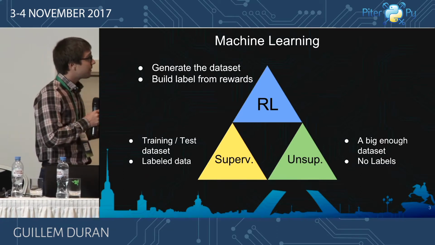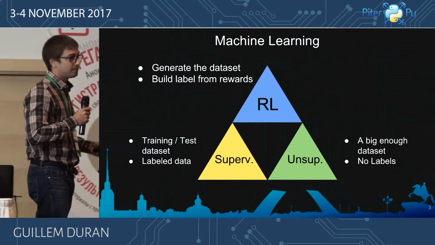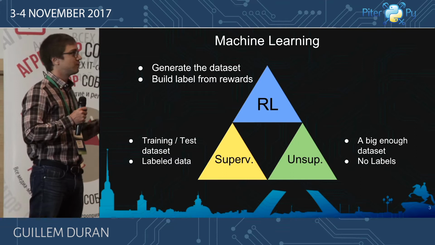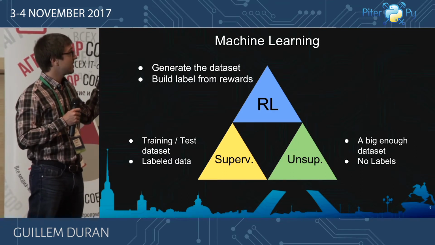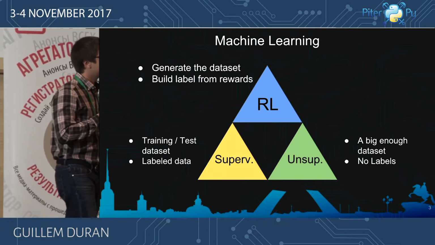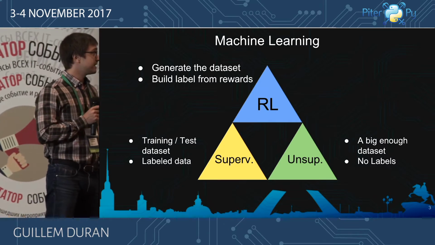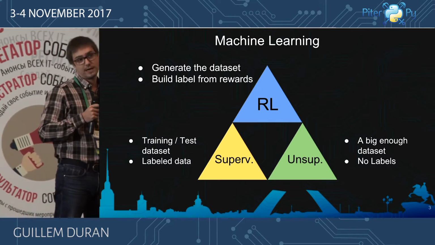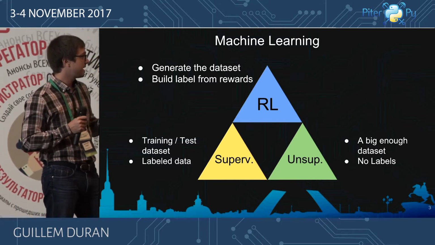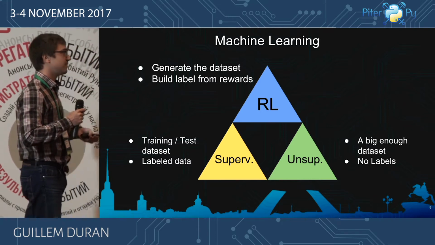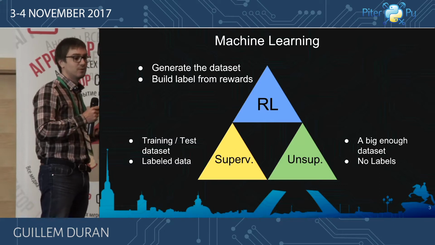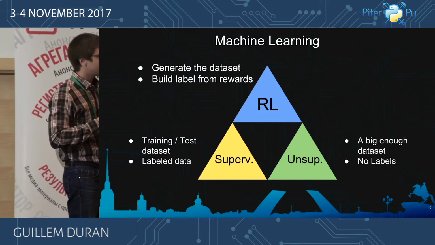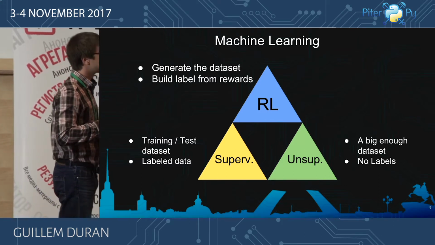In the end, reinforcement learning is nothing more than a regular machine learning problem. But as in supervised learning, we have a training set and a test set and labeled data, which allow us to evaluate how our algorithms are performing. And in unsupervised learning, we had just a big data set with no labels, and we need to figure out the structure of our data.